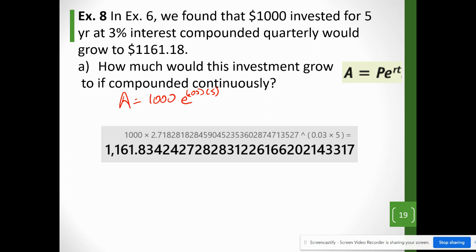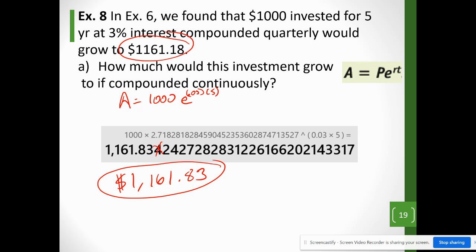So doing it continuously, I happen to get 1,161.83 dollars. Right, my 4 was not big enough, so it didn't increase it. If it was compounded quarterly, compounded 4 times a year, my amount is that. If it gets compounded continuously, that's my amount. So it does matter how many times it gets compounded a year. Once again, business majors, you guys will be dealing with this a lot.